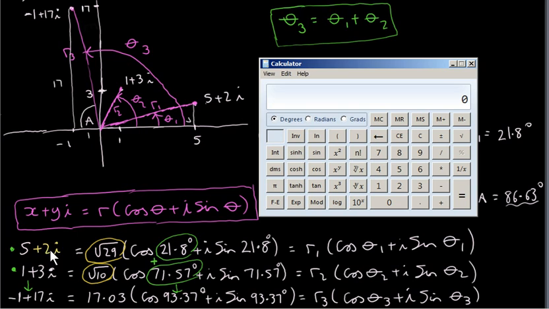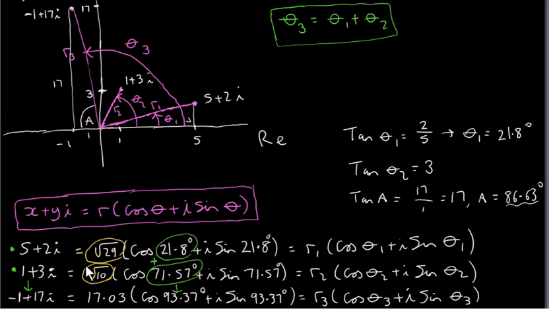Now let's look at the moduli of 5 plus 2i and 1 plus 3i. That's root 29 and root 10. If we take root 29 and multiply it by root 10, we get 17.02, or well, 17.03 to 2 decimal places. So you can see that if we multiply the moduli of our two complex numbers, we get the modulus of the product of the two complex numbers. So R3 is R1 multiplied by R2.